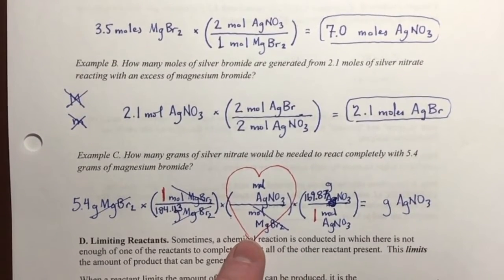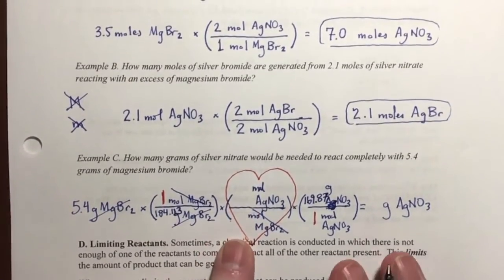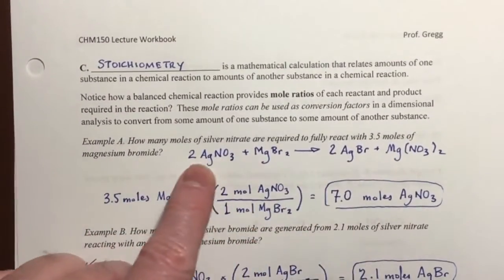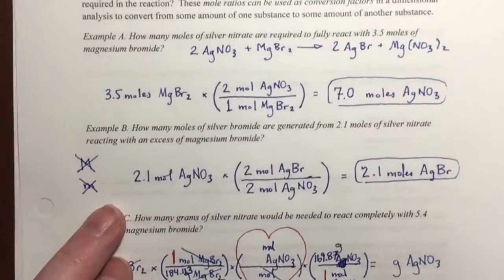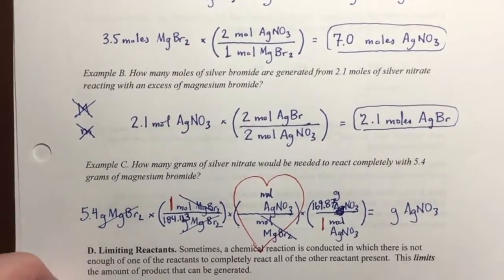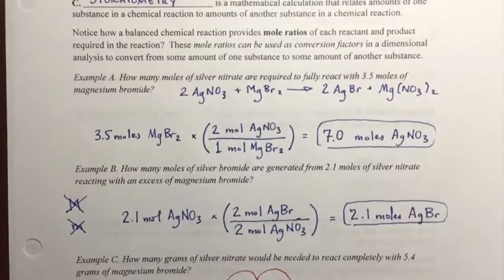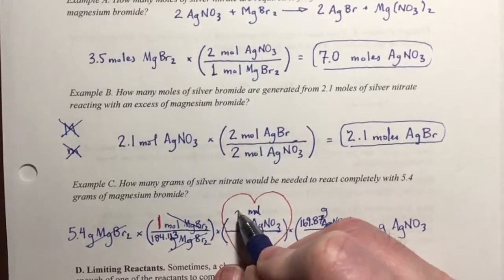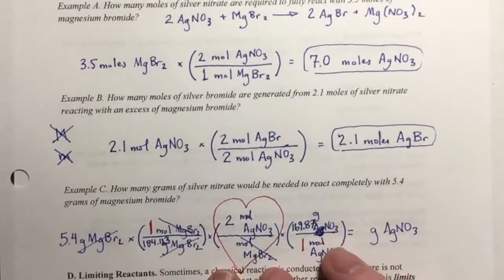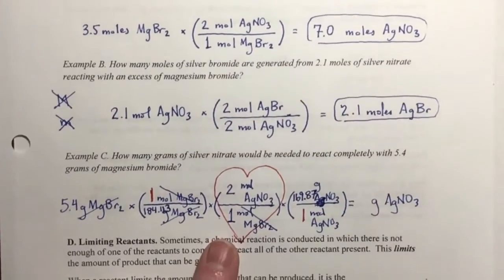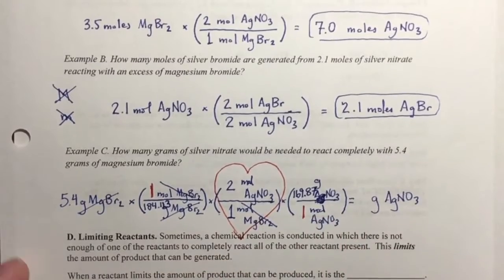And then for the heart of my stoichiometry, where do I get these mole-to-mole conversions? That comes from my balanced chemical equation here. That's why I had to have a balanced chemical equation before I could do my molar calculations. Okay? So, from my balanced chemical equation, the moles of silver nitrate, there are 2 moles of silver nitrate. And for magnesium bromide, it's 1 mole of magnesium bromide. And now I have all of the numbers that I need to do the calculation.